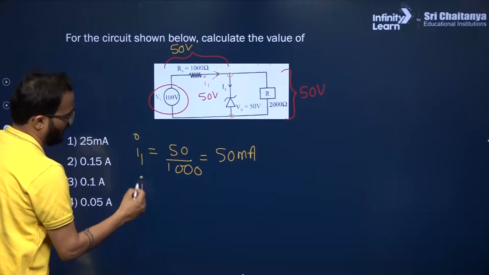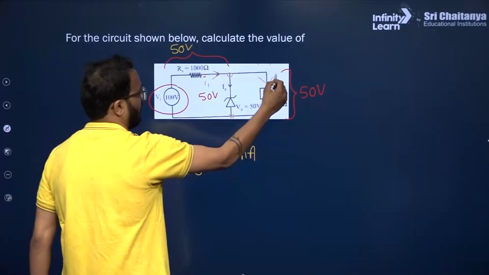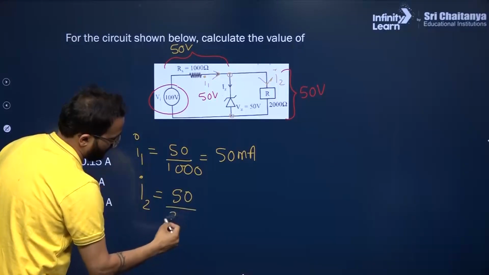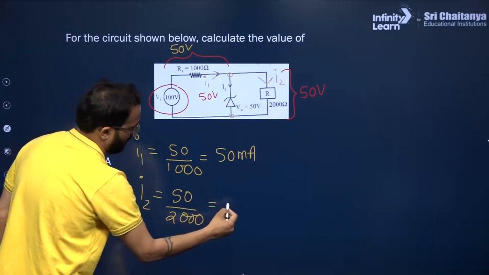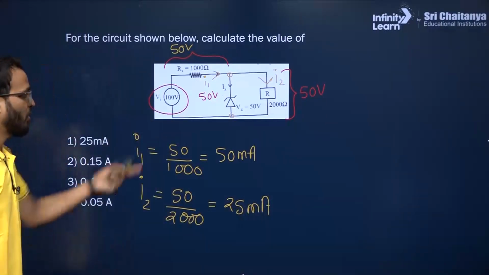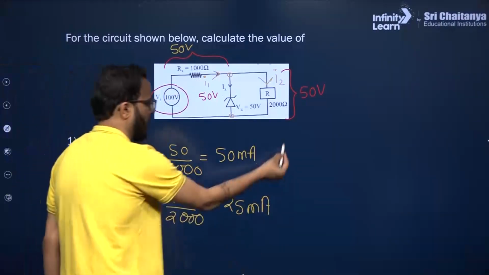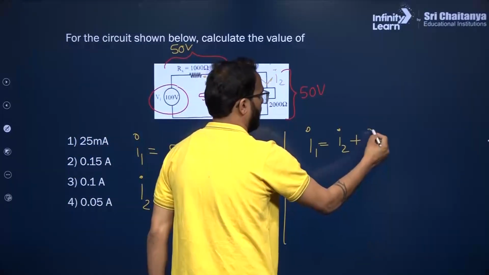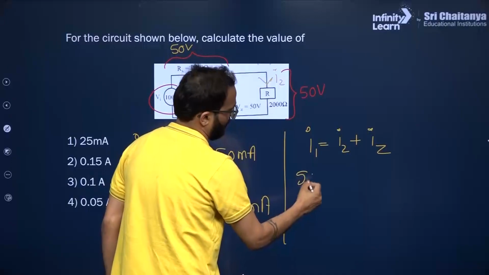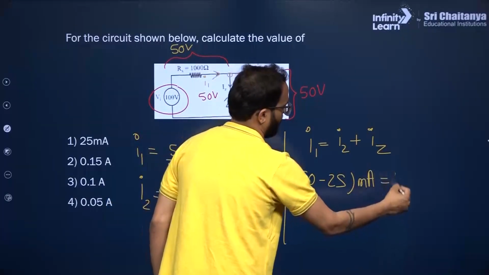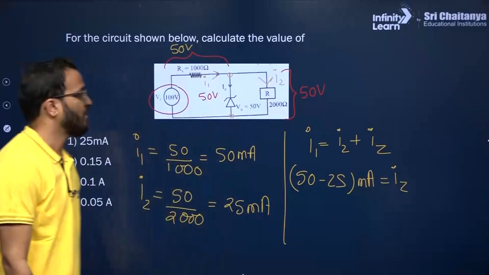Right. Now what about I2? I2 is here. It will be 50 upon 2000. It is 25 milliampere. Now whatever is the difference goes in the Zener diode, right? So you will say I1 is equal to I2 plus the current going in the Zener diode. So 50 minus 25 milliampere is equal to IZ, which is 25 milliampere only.